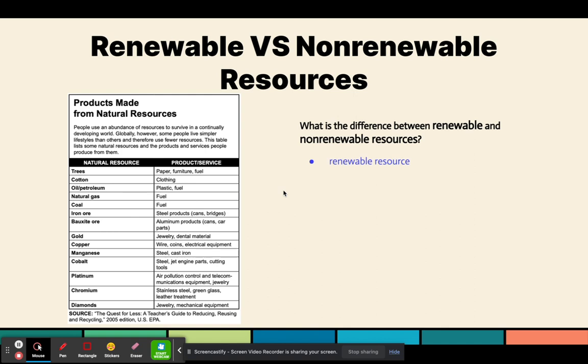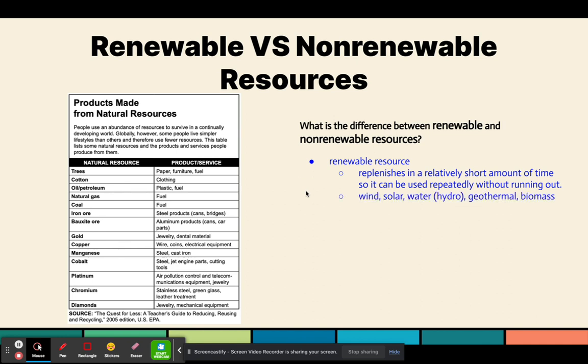Now, there's a difference between renewable and non-renewable. It's all about time. Renewable resources replenish themselves in a relatively short amount of time. Things like wind, solar, water, geothermal, these are renewable energy sources that people usually think about. But you can also think about other things like fish, right? Or animals, right? Like if you hunt deer, people eat deer just like we eat cows.